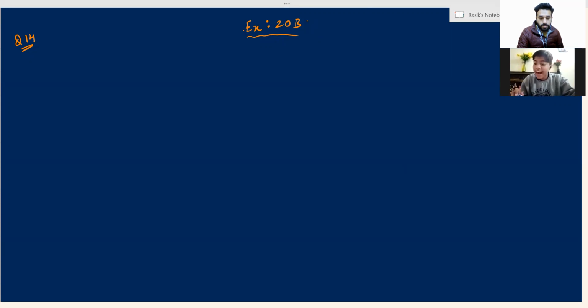Sir, a rectangular vessel, 22 centimeter is length, 16 centimeter breadth, and 14 centimeter height, is full of water. If the total water is poured into a cylindrical vessel of radius 8, find the height of water in the cylindrical vessel. We have to find the height of water in a cylindrical vessel.